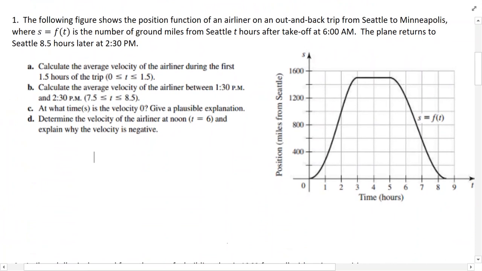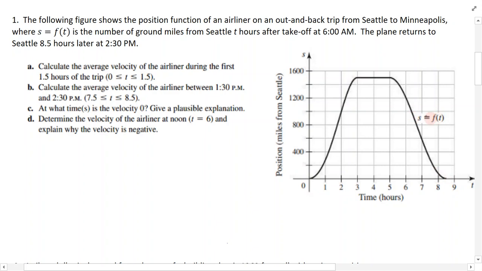In this first example, we are looking at a figure here. This is a graph that shows the position function of an airliner on an out and back trip from Seattle to Minneapolis. And they leave Seattle at 6 a.m. and return back to Seattle 8.5 hours later at 2:30 p.m.